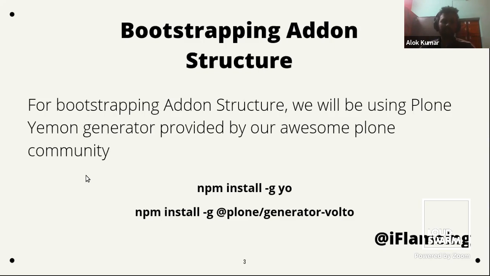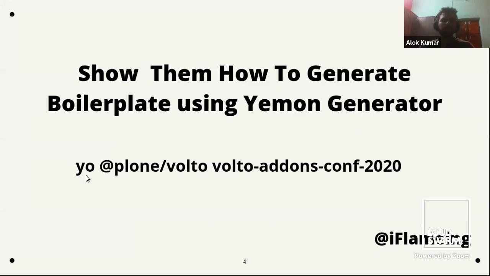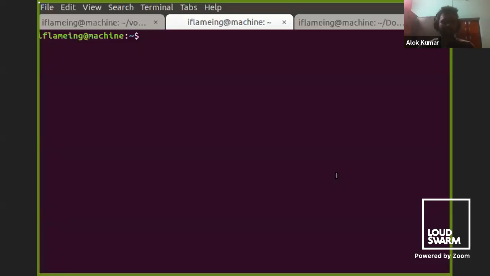You can install Yeoman using just npm install yo, and you can download our Plone generator for Volto. First of all, I am going to show you how to generate the boilerplate using the Yeoman generator. So let me go to my code editor. You will type yo plone-volto and then the folder name in which you want to generate the boilerplate. So you just run that, and I'm just waiting to show you how it's going to be.